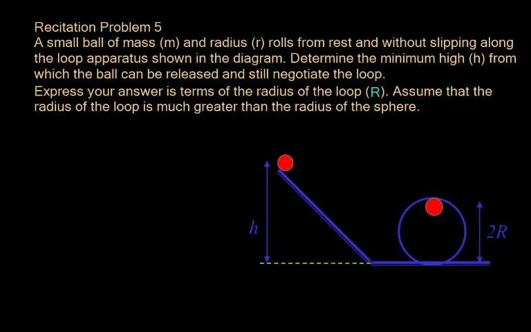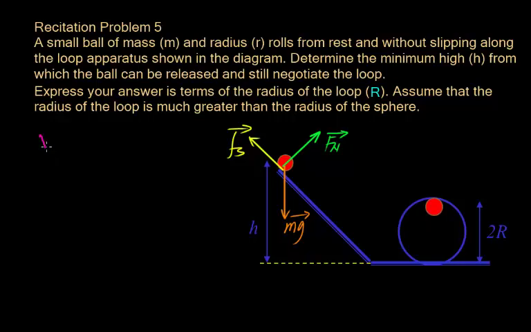As usual, let's put together the free body diagram for the rolling sphere. The sphere is under three forces: the normal force, which is perpendicular to the surface of contact, the weight mg, which acts straight down, and finally, the static friction force, which acts up the incline and parallel to the surface of contact.